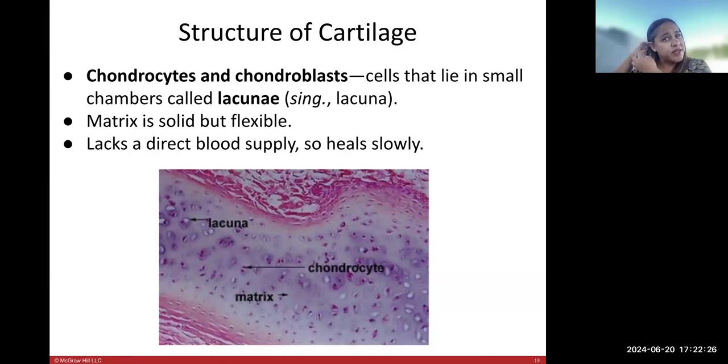This is what our ears are made of. It's very flexible. We don't have any bones in our ears. If you ever look at a skull, there's no ears, because our ears and the tip of our nose are made of cartilage. Soft and flexible, but still solid.